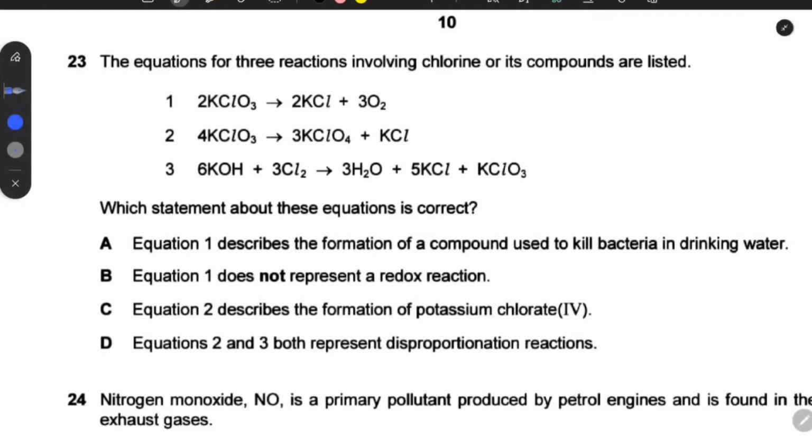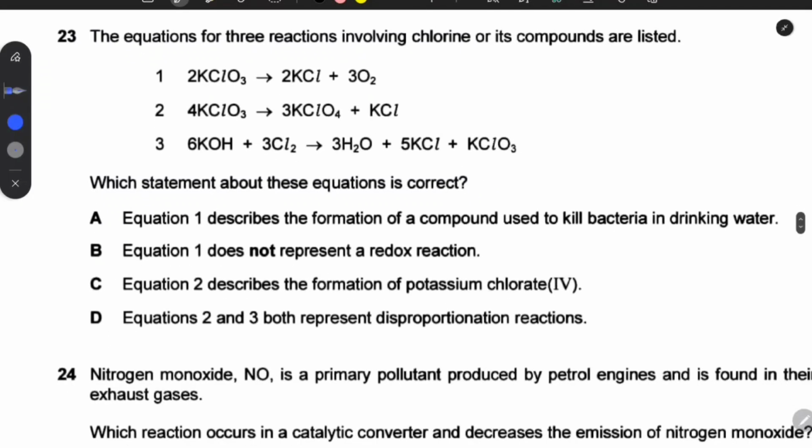Number 23. The equations for three reactions involving chlorine or its compounds are listed. Now which statement about these equations is correct? Equation 1 describes the formation of a compound used to kill bacteria in drinking water. So the compound which is responsible for killing the bacteria in water is hypochlorous acid.